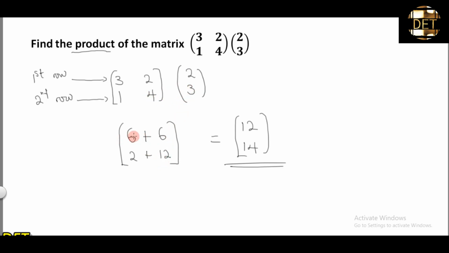Then after that, you add. 6 plus 6 will give you 12. 2 plus 12 will give you 14. So that leaves 12 and 14 as our answer.